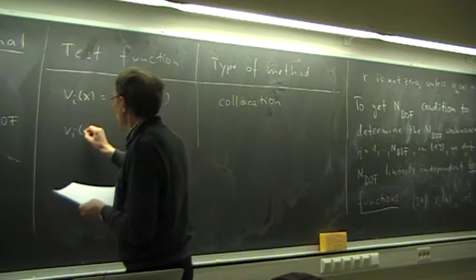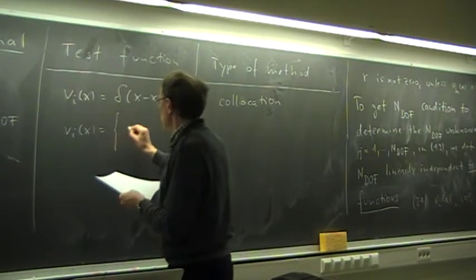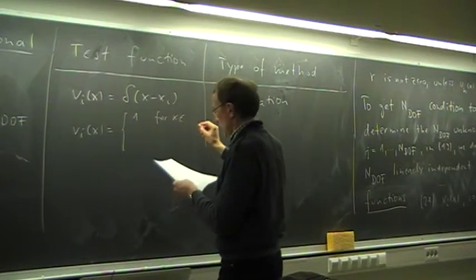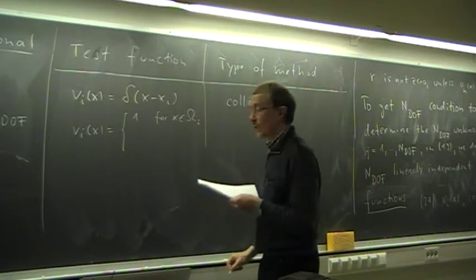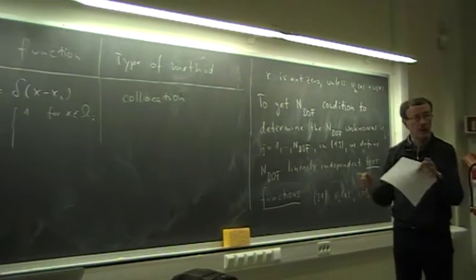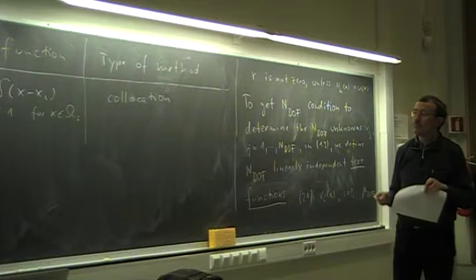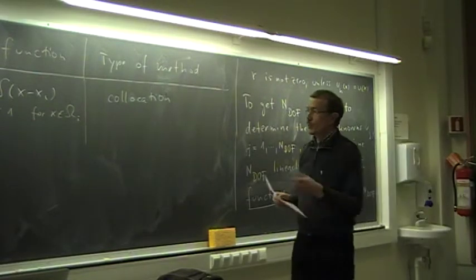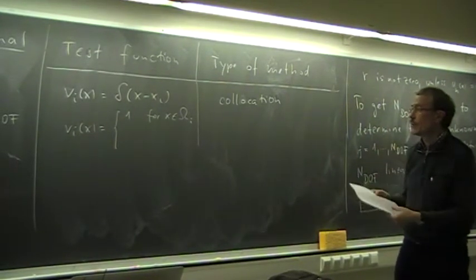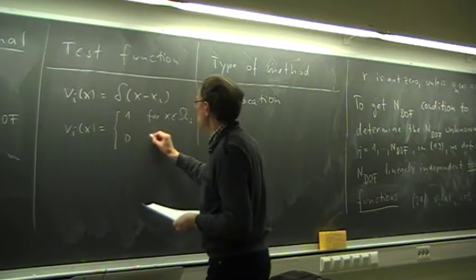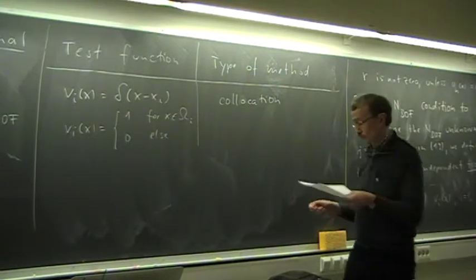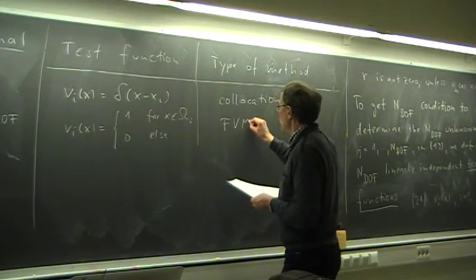If we choose the test functions such that it is 1 for x in omega i, similar to what we had with the finite volume method, so in an interval i, say from node i to node i plus 1, and 0 otherwise, then we would in fact get the finite volume method. So that is what we did there.